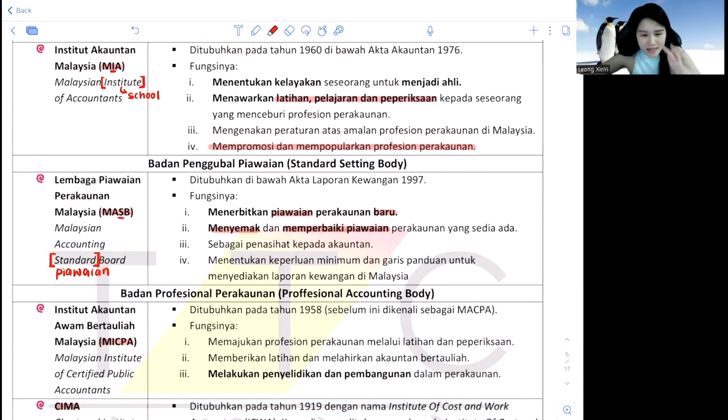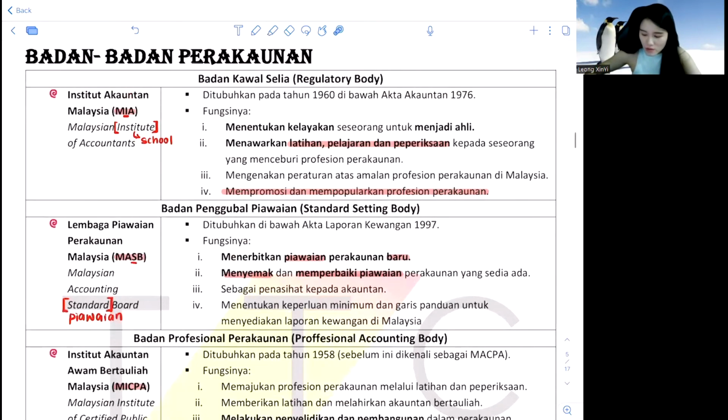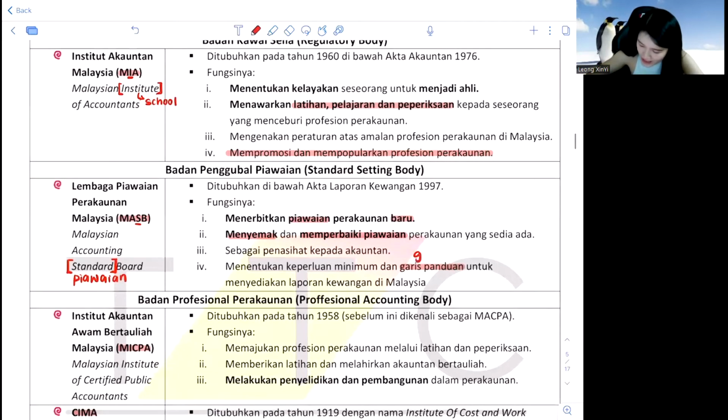But of course, sometimes they will also like to come up with questions that is a little bit different than the normal one. So if they don't want to talk about piawayan, what other terms can they mention? They can also mention garis panduan, guidelines. Okay, so that is for MASB. Let's continue to the third one.